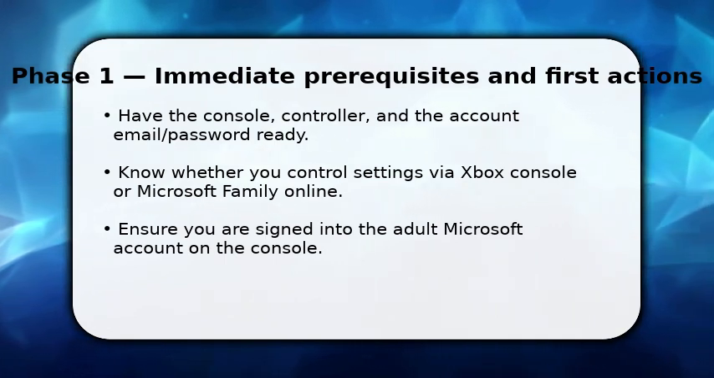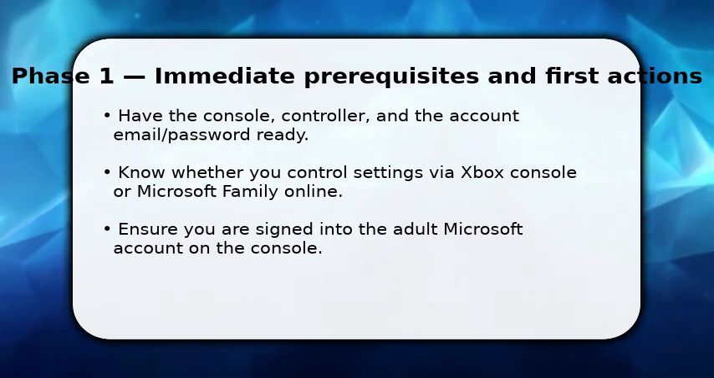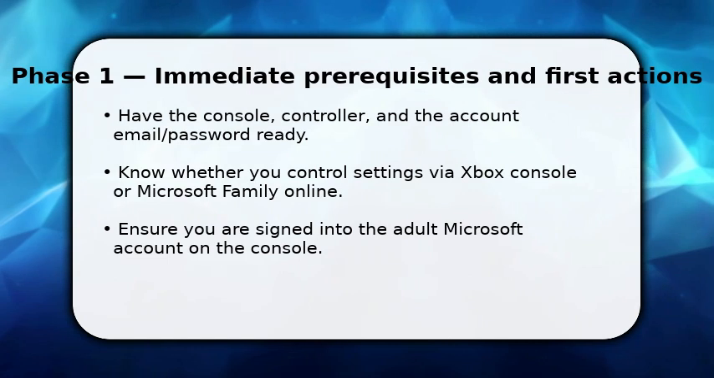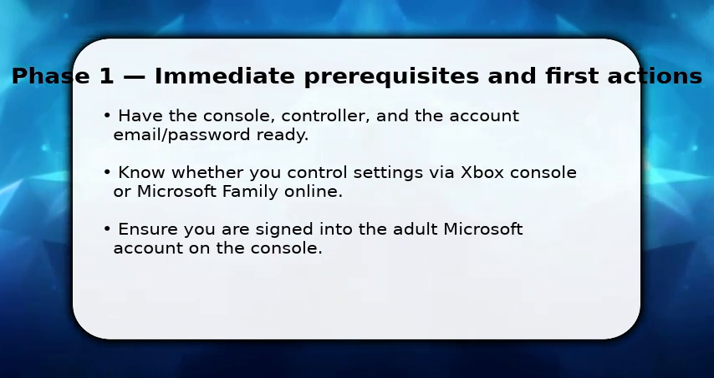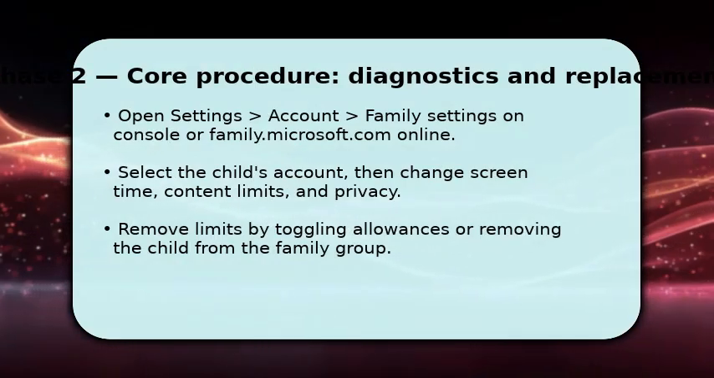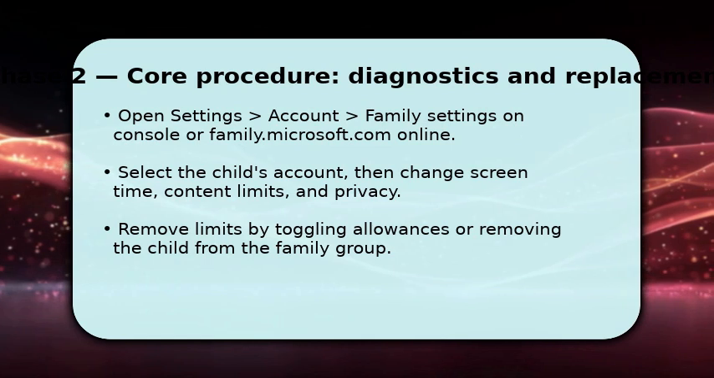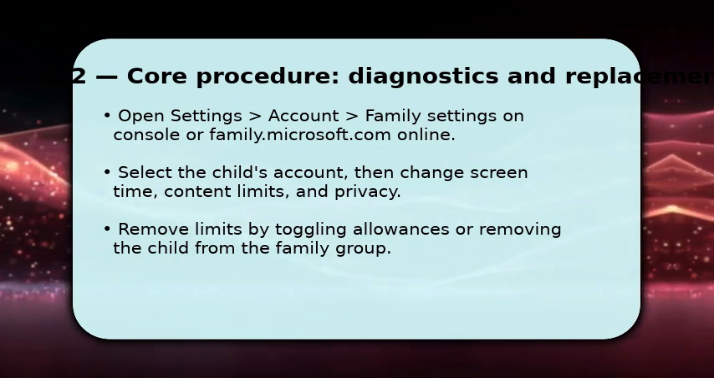If you use the Xbox mobile app, open it and sign in to the same adult account first. Now you move into changing the restrictions. You navigate to Family Settings on the console or Family.Microsoft.com in a browser. Select the specific child account to edit, then adjust screen time, content restrictions, and privacy.